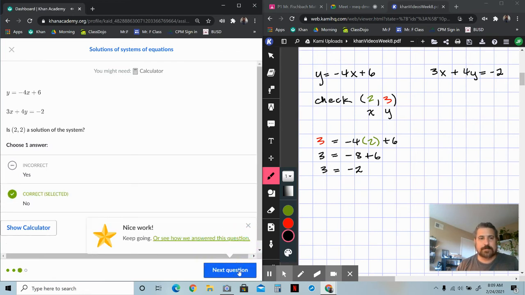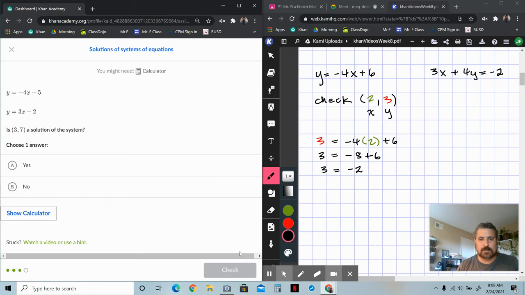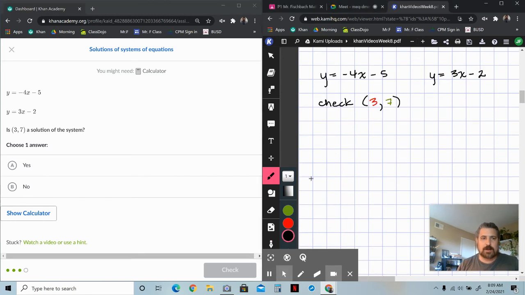All right, so the next one. On this one here, we have y equals negative 4x minus 5 and y equals 3x minus 2. We're going to check to see if (3, 7) is a solution. In other words, a point that exists on both lines, a solution to the system. So we have an x value of 3 and a y value of 7.